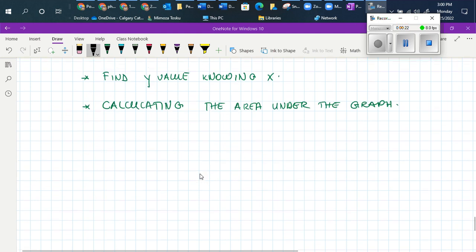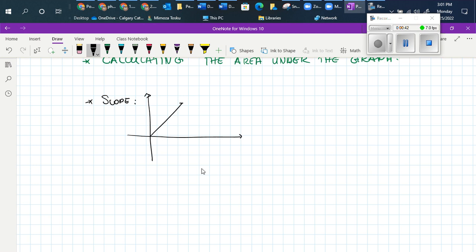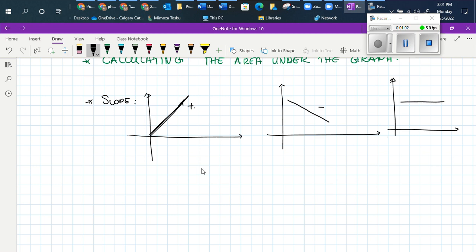So the slope is telling us how steep and in what direction the line is. The slope can be positive when the line is going up. The slope can be negative when the line is going down, and the slope can be 0 when it is constant.